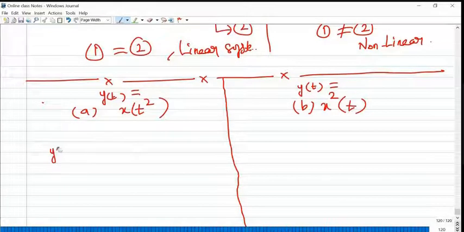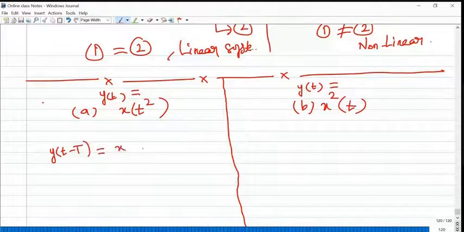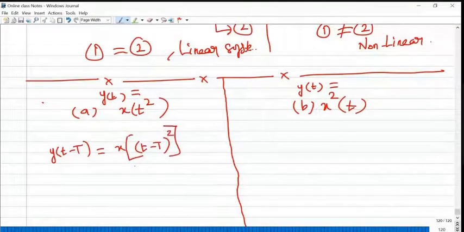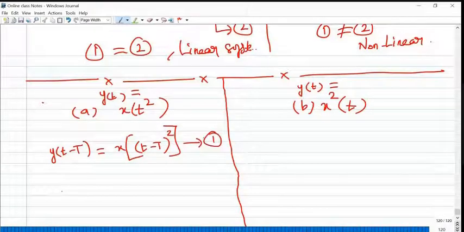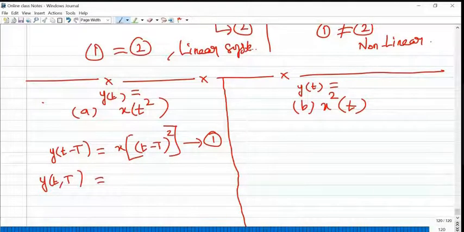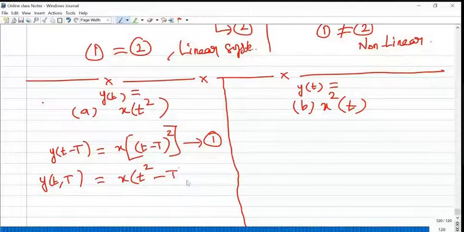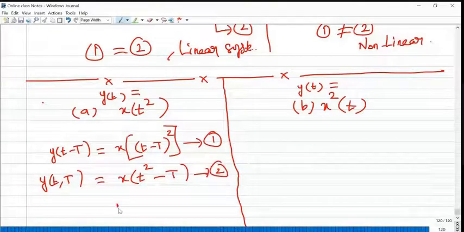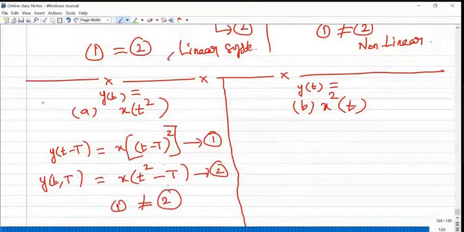Assume our input to the system is delayed by T amount of time. So in this expression, wherever small t is there, all the small t are replaced by t minus T. Equation number 1. Now, output of the system due to delayed input. So wherever the x function is available, x of t square is the function. Now that is delayed by T amount of time. 1 is not equal to 2. This is t minus T square. Here the input is delayed by T amount of time. Therefore, it is a time variant system.